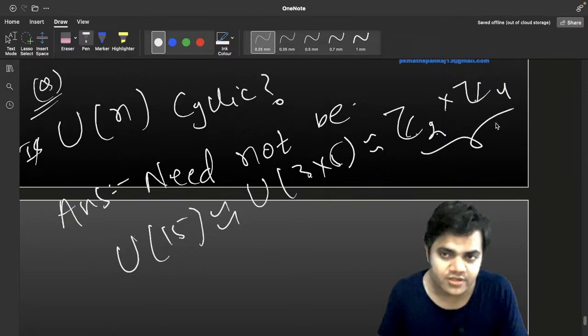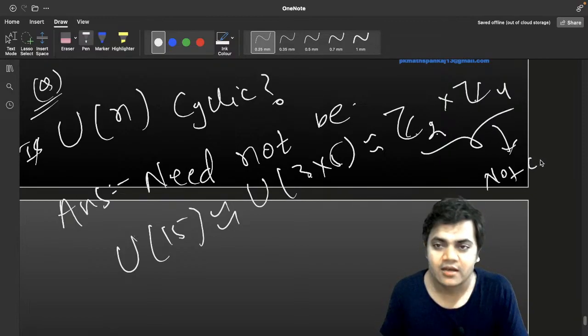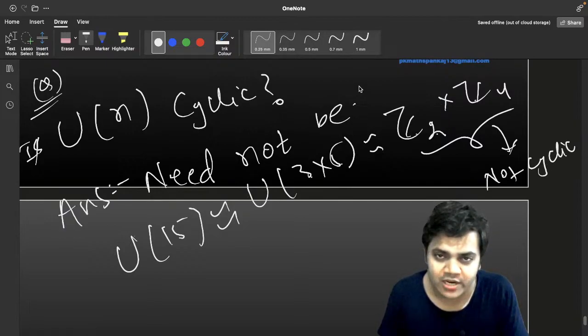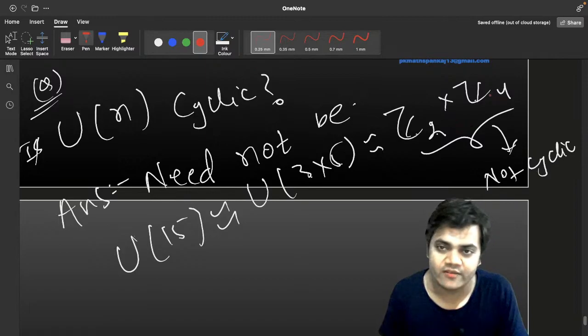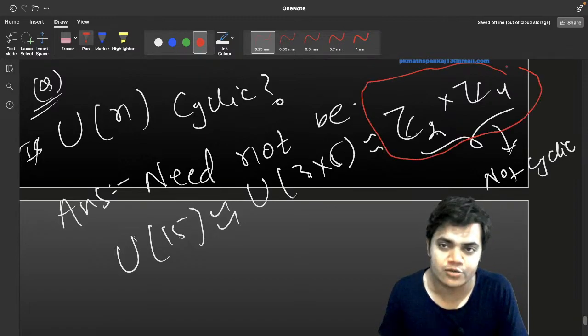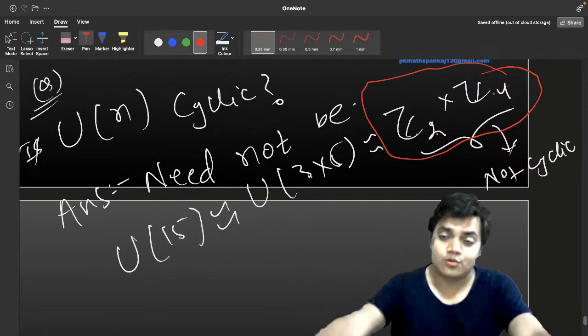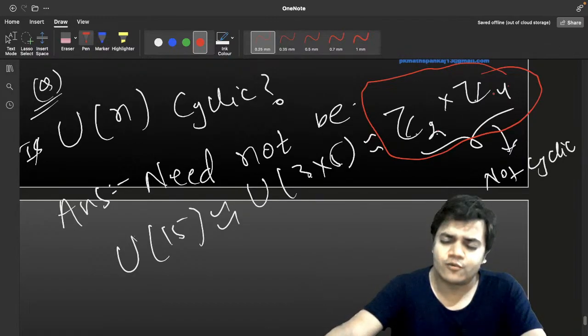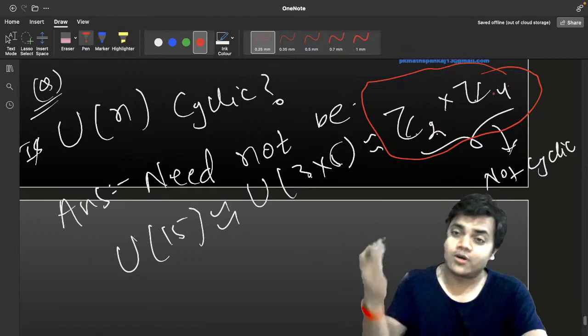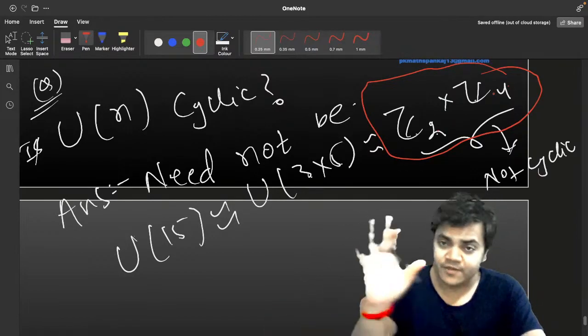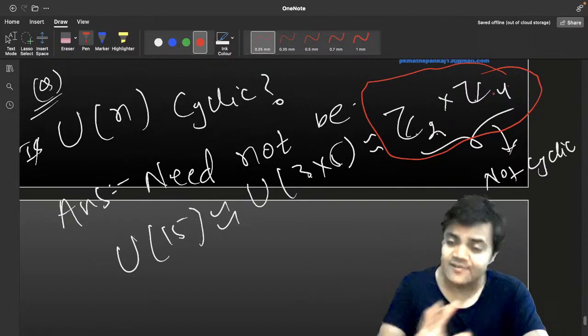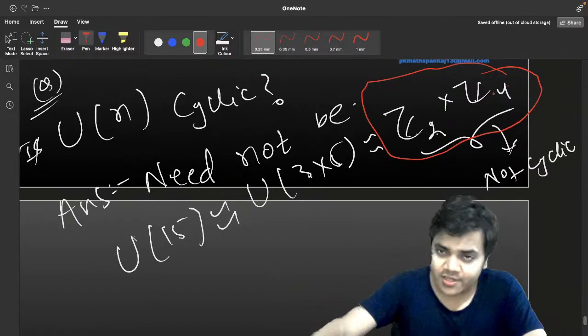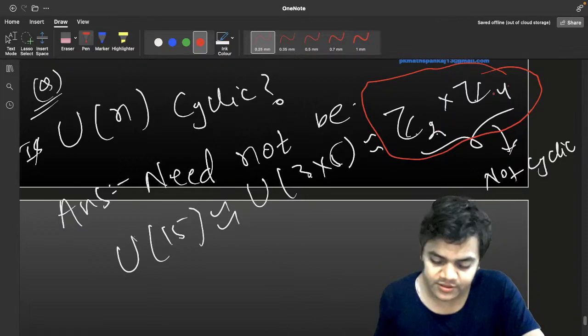But this Z2 cross Z4 is not a cyclic group. Why? Because the order of elements in Z2 cross Z4 is at most the LCM of 2 and 4, that is 4, so no element of order greater than 4 exists in Z2 cross Z4. We don't have any element of order 8, but the order of Z2 cross Z4 is 8. What does it mean? It means this group does not have any element whose order is equal to the order of the group. It means Z2 cross Z4 does not have any generator and therefore it is non-cyclic.